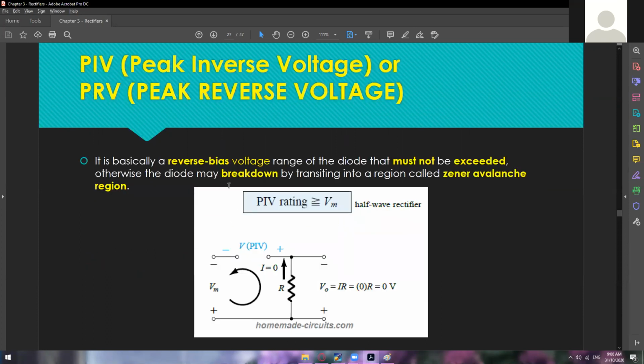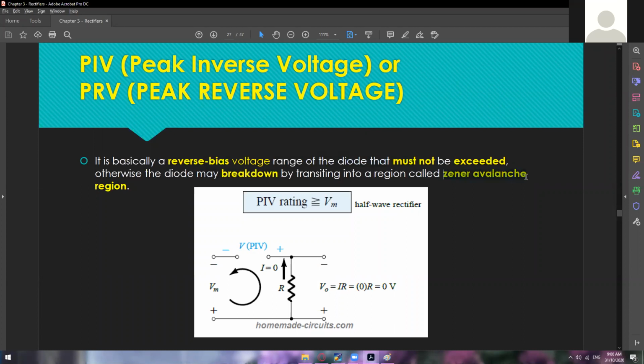And then the other thing that you need to compute on the rectifiers are the PIV or the PRV. Those two are just the same: we have the peak inverse voltage for the PIV, and peak reverse voltage for the PRV. Basically, it is the reverse bias voltage rating of the diode that must not be exceeded. Otherwise, the diode may break down by transiting into a region called the Zener avalanche region.